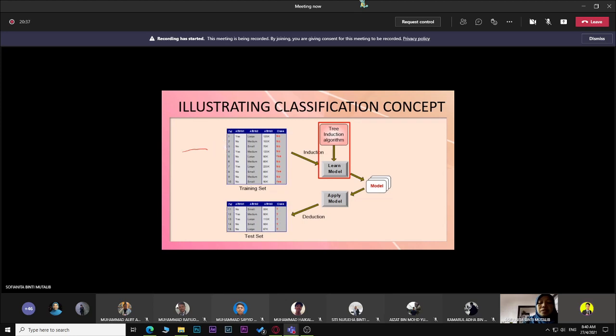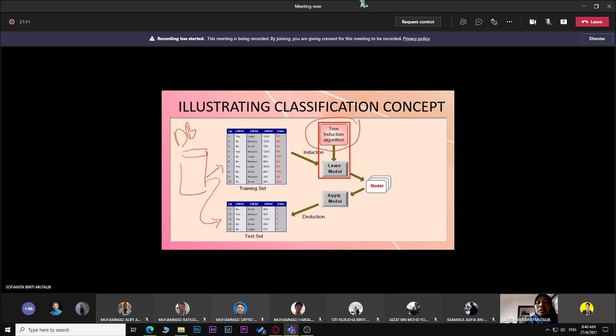If you look at the illustration, this is basically one particular data set. It could be from big data or a database. From the database, some of the data will be assigned as the training set, and some will be assigned as the test set. The majority of the records will be set as training. The task of the training set is to let the algorithm, whatever algorithm you use, learn about the data.